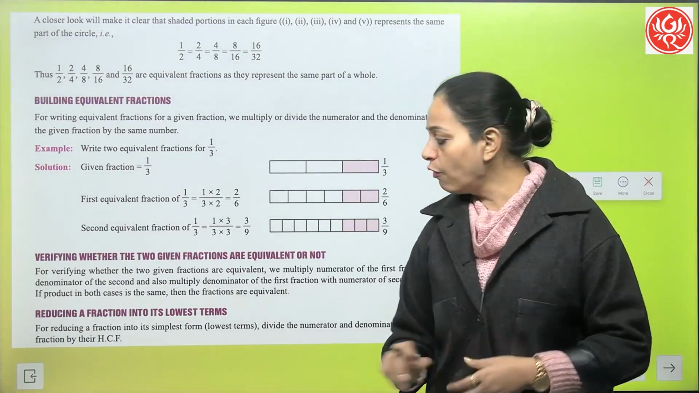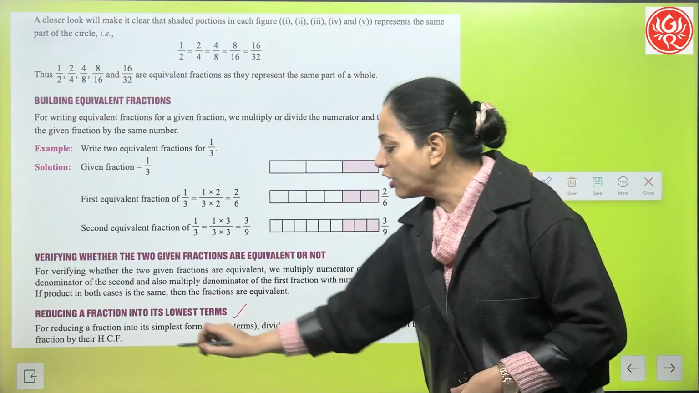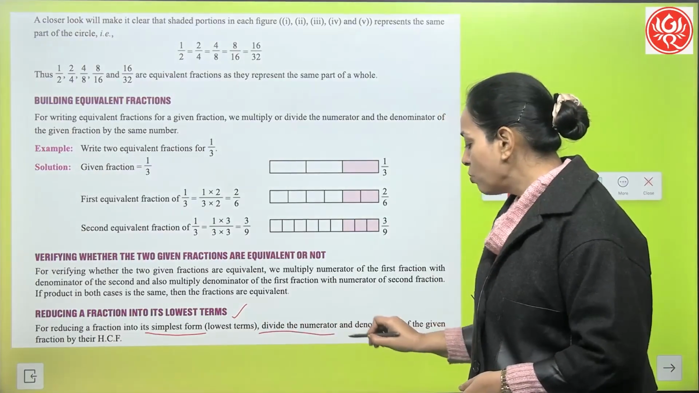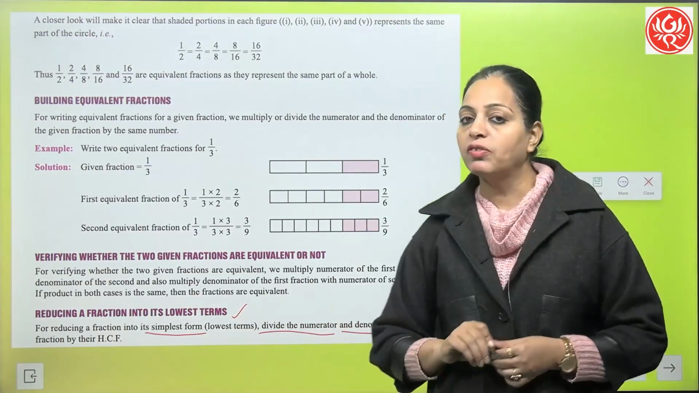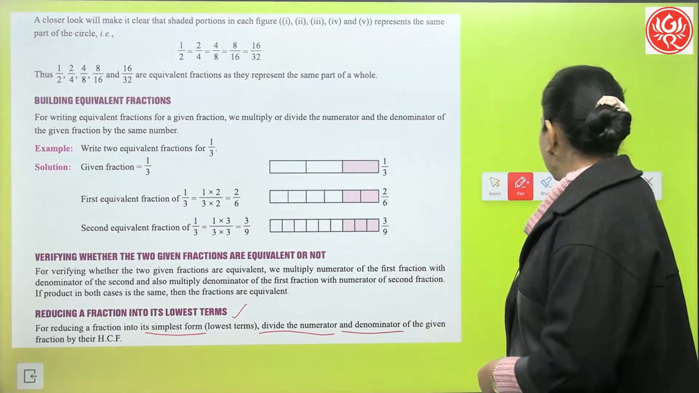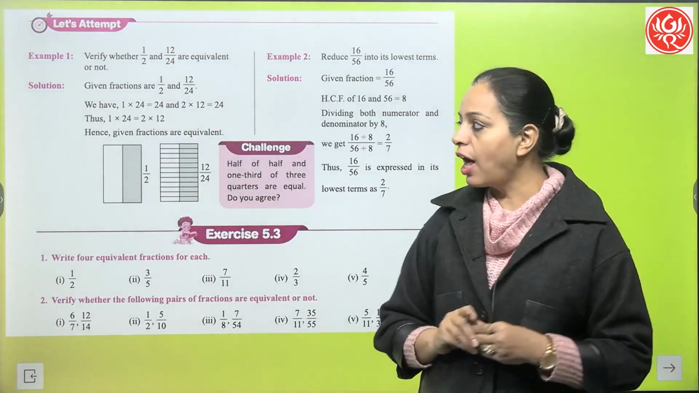Now, reducing a fraction into its lowest term. For reducing a fraction into its simplest form or lowest form, divide the numerator and denominator of the given fraction by their HCF. See how to do it. Now let us attempt some examples.